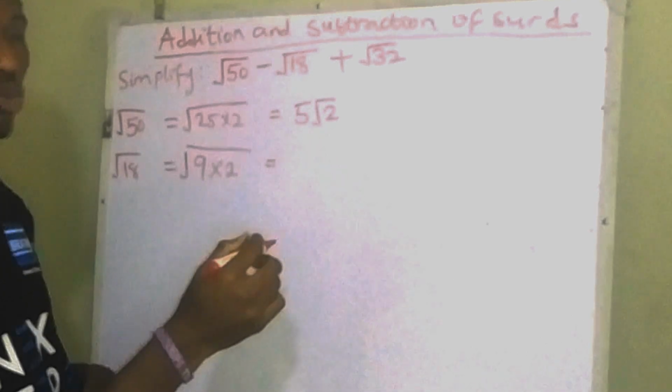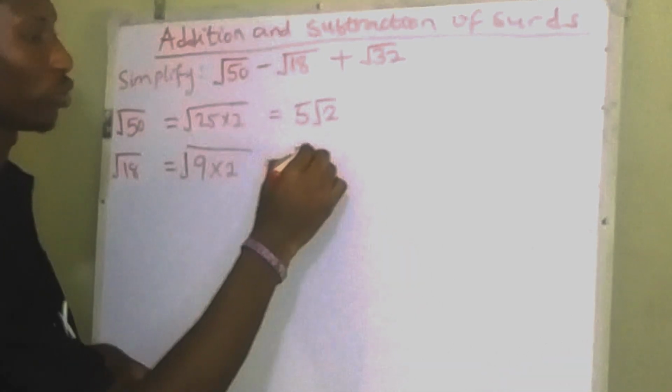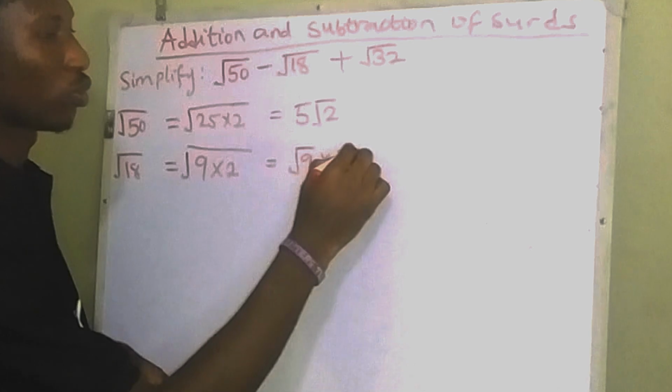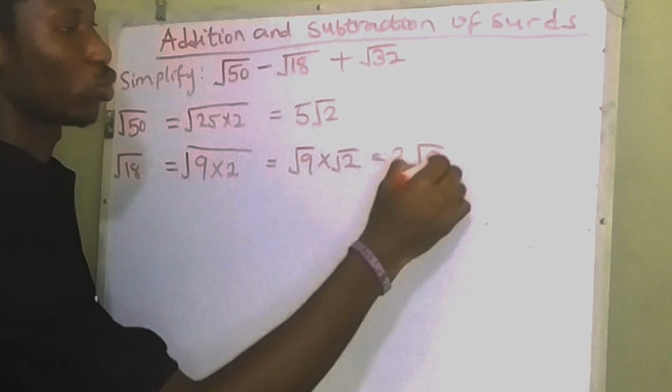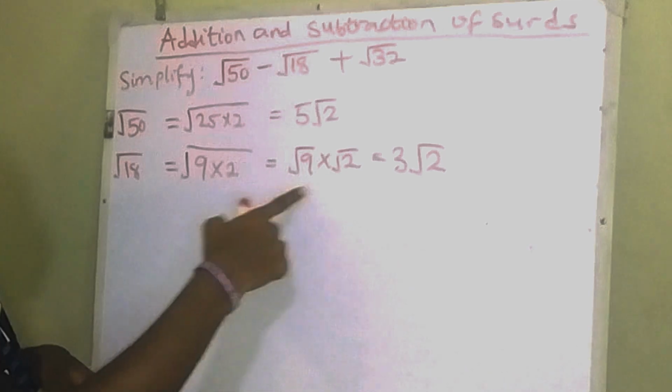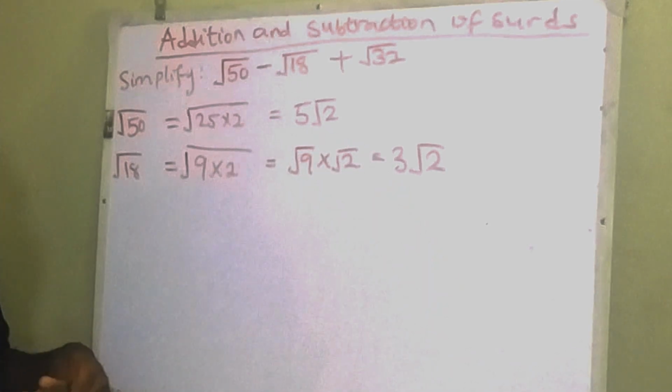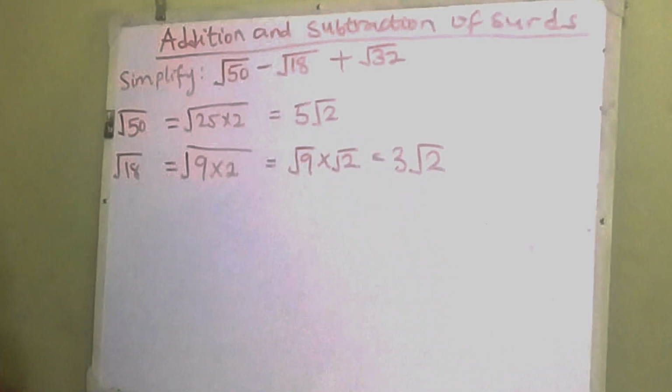Square root of 9 is what? 3. So it will be square root of 9 multiplying square root of 2, which is equal to what? 3 square root of 2, because square root of 9 is equal to what? 3. Now this is the reduced form of square root of 18.